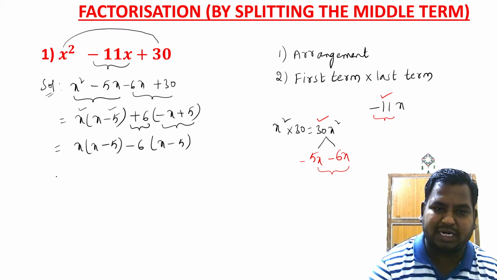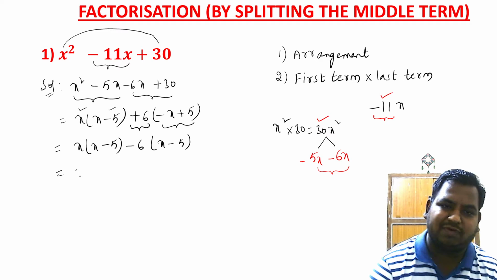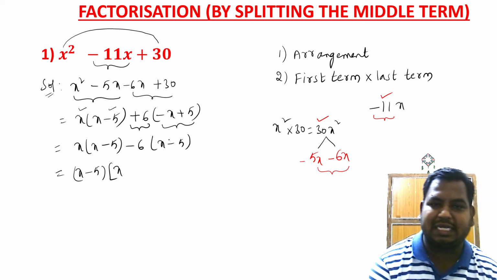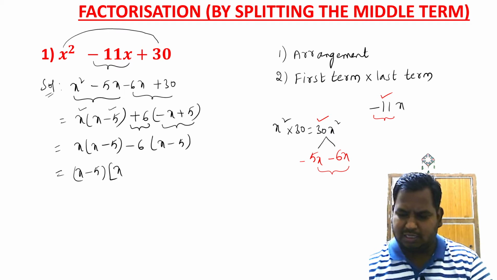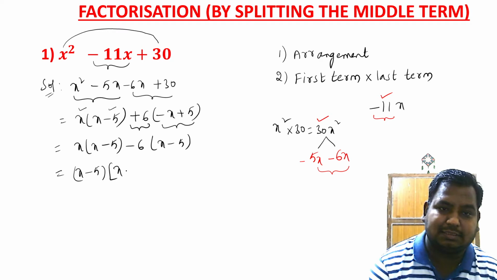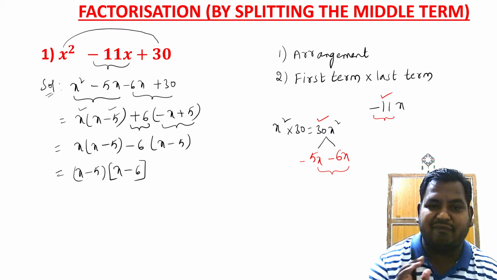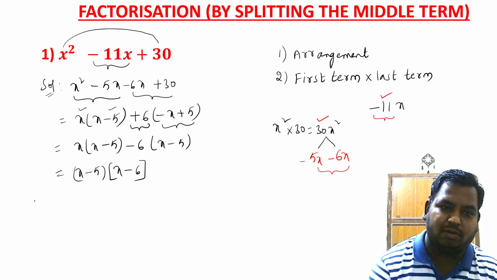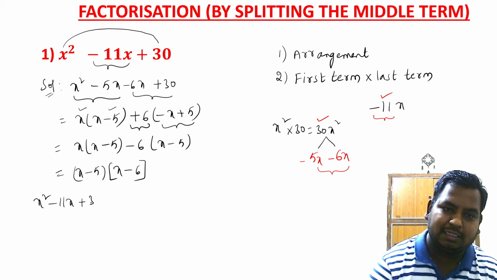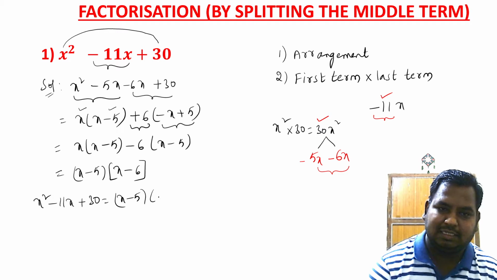In the first term, we have x minus 5. In second term, we have x minus 5. We can take x minus 5 common. From the first term, if I take x minus 5 common, I am left with x. From second term, if I take x minus 5 common, I am left with minus 6. Factorized form of the polynomial x square minus 11x plus 30 is x minus 5 into x minus 6.